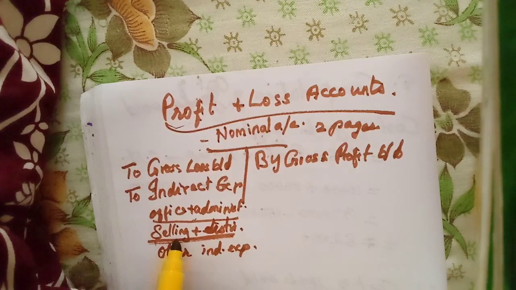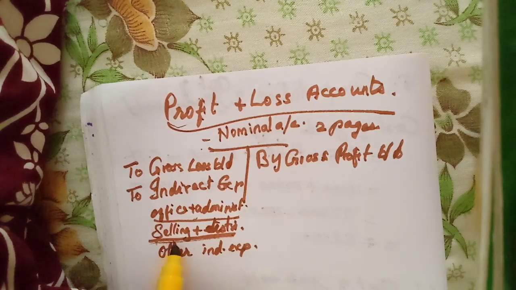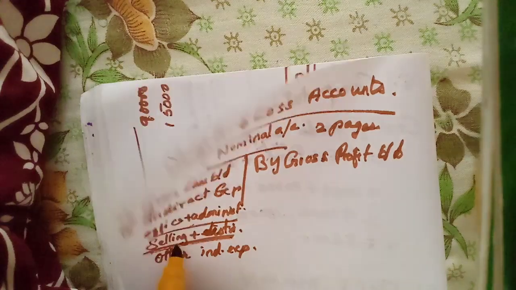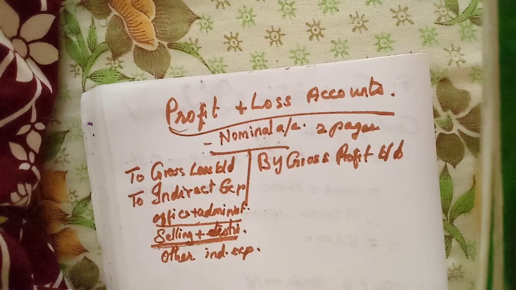Then advertisement charges, or commission that we pay to the salesman, or bad debts, that is a loss, isn't it, or packing charges. All these are considered as selling and distribution expenses.